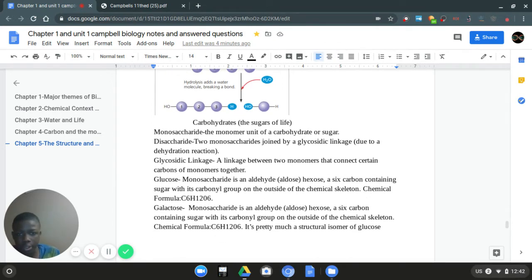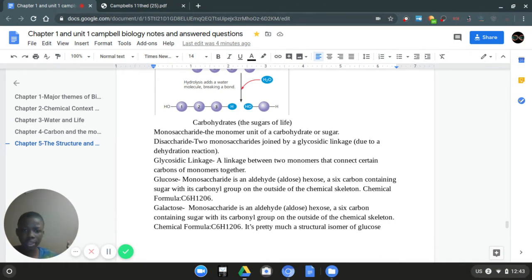So now, carbohydrates are basically the sugars of life. A monosaccharide is the monomer unit of a carbohydrate or sugar. A disaccharide is two monosaccharides connected by a glycosidic linkage. This is due to dehydration reactions, because the monosaccharides join together through the removal of a water molecule.